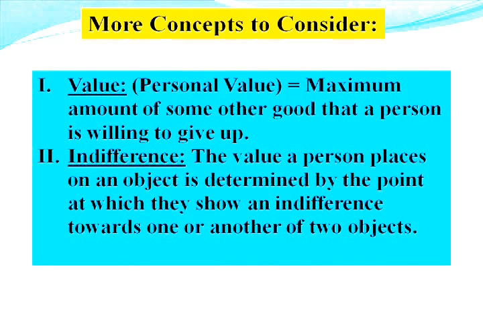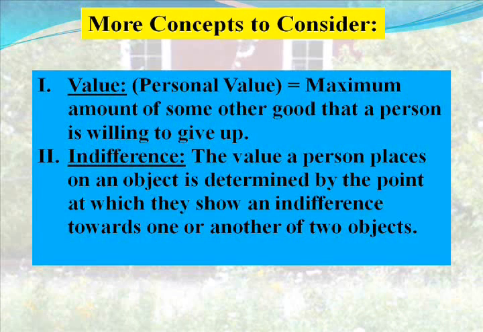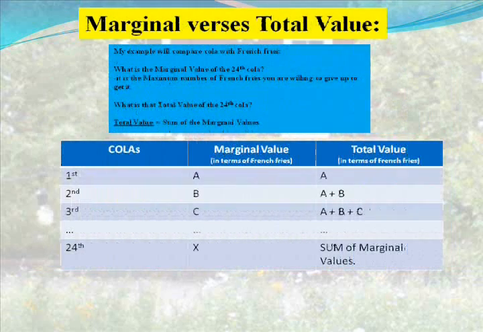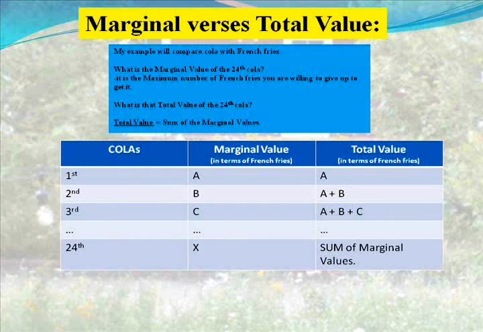Indifference. The value a person places on an object is determined by the point at which they show an indifference towards one or another of two objects. Marginal versus total value. My example will compare cola with French fries. What is the marginal value of the 24th cola? It is the maximum number of French fries you are willing to give up to get it. What is that total value of the 24th cola? The total value equals the sum of the marginal values.